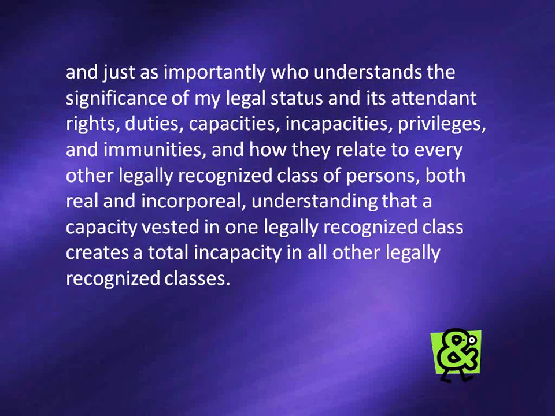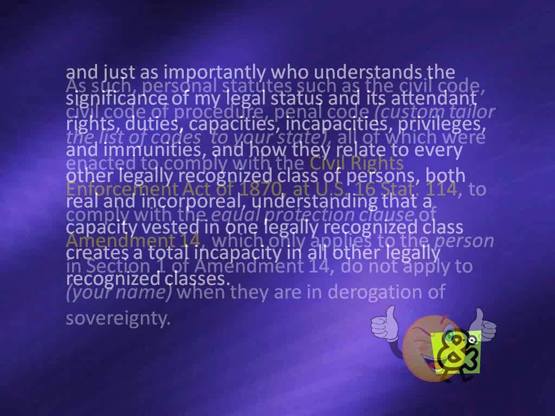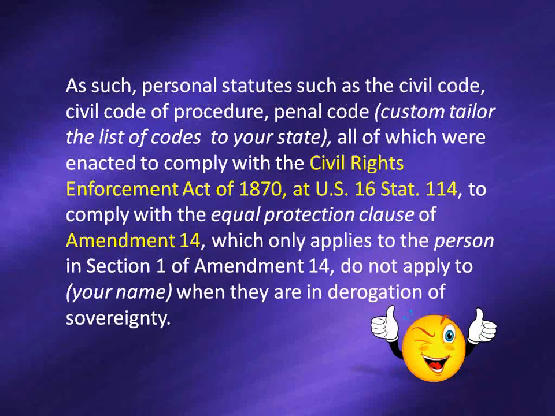And its attendant rights, duties, capacities, incapacities, privileges, and immunities, and how they relate to every other legally recognized class of persons, both real and incorporeal, understanding that a capacity vested in one legally recognized class creates a total incapacity in all other legally recognized classes. As such, personal statutes such as the Civil Code of Procedure, Penal Code, and so on, the names might change for your state, all of which were enacted to comply with the Civil Rights Enforcement Act of 1870, U.S. 16 Stat 114, to comply with the Equal Protection Clause of Amendment 14, which only applies to the person in Section 1 of Amendment 14, and do not apply to your name when they are in derogation of sovereignty. Nothing may be done in derogation of sovereignty.